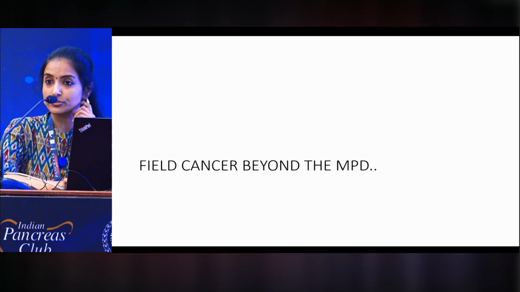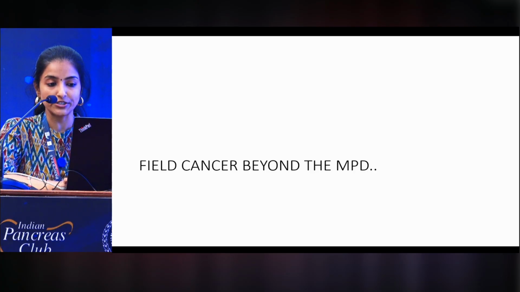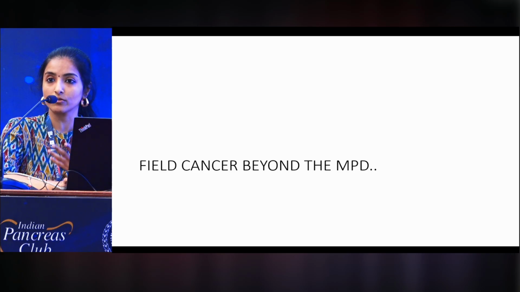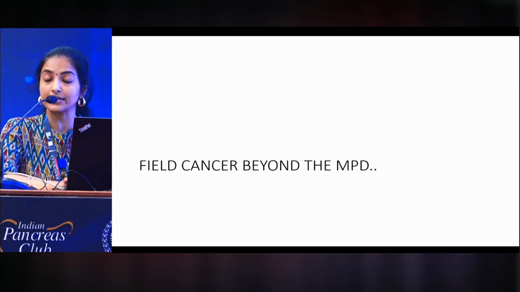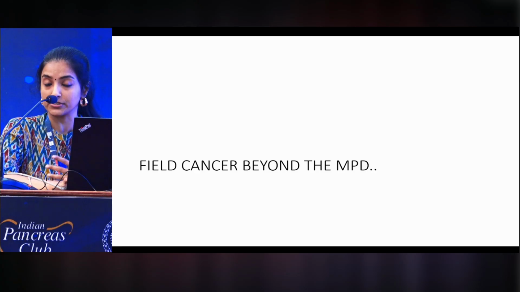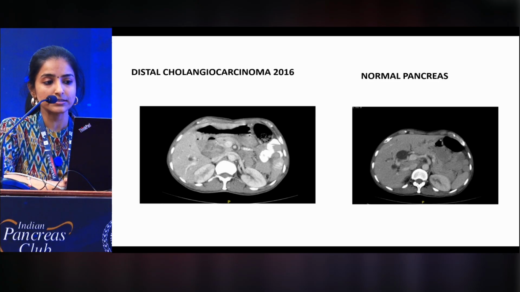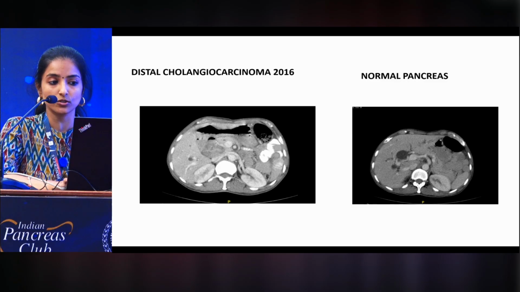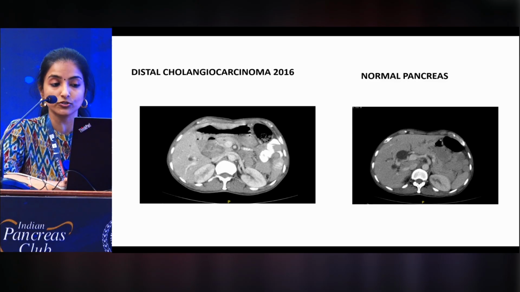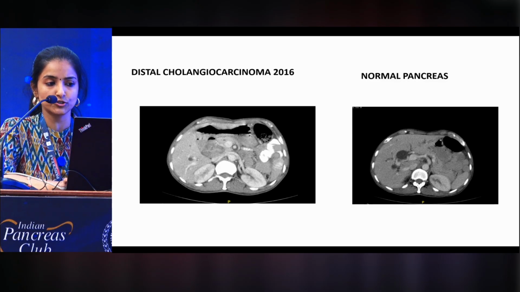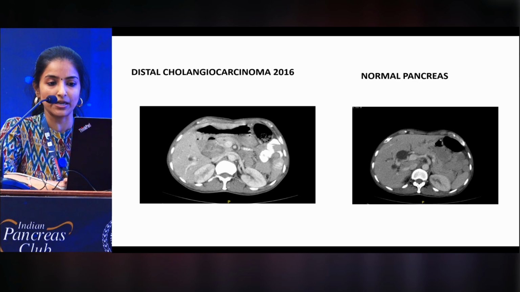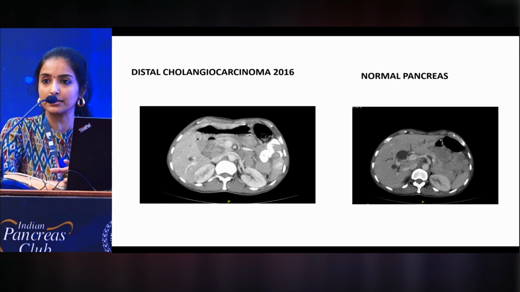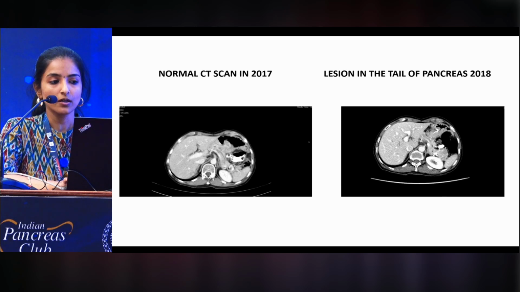Finally, I want to introduce this thought using 2 interesting cases that we actually saw. This field cancer effect that we know throughout the main pancreatic duct, but does it extend beyond the pancreatic duct itself? Is it a process involving the entire pancreatobiliary tree? This is a 50-year-old gentleman who came to us in 2016 with a distal cholangiocarcinoma, image on the left, a large polypoidal lesion in the distal bile duct, with a normal-looking pancreas at that time. He underwent a Whipple and did well.